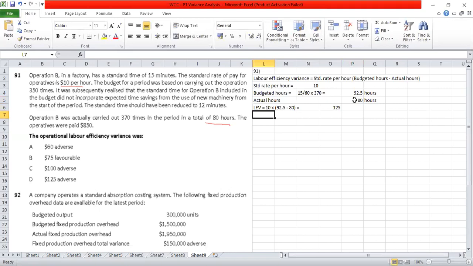Ma'am, I have a doubt. In the budgeted hours, why can't it be 12 divided by 60? Because they have said the standard time should have been reduced to 12 minutes. Okay, 12 only. It should be 12 only, dear. I'm really sorry. You should have stopped me then.